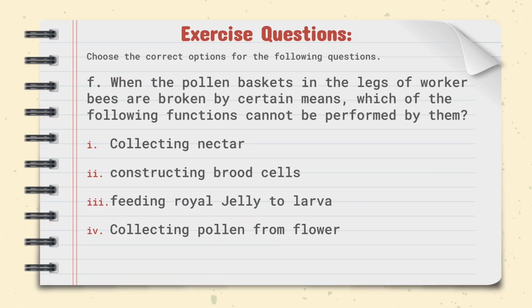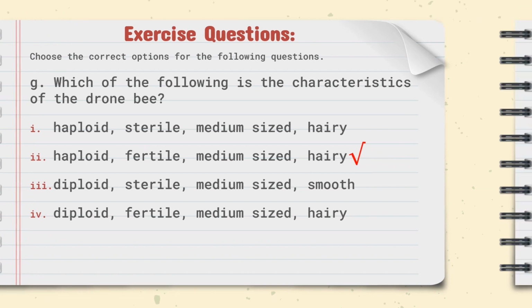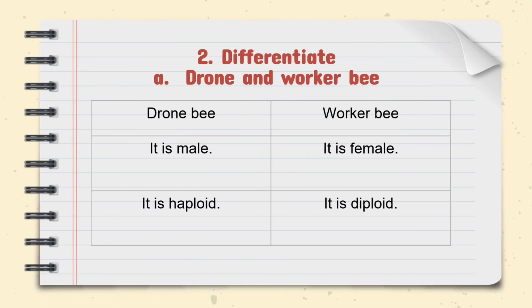6. When the pollen baskets in the legs of worker bees are broken by certain means, which function cannot be performed by them? 7. Which of the following is a characteristic of the drone bee? Haploid, fertile, medium-sized, hairy. 8. Where does the queen bee store the sperm received from the drone bee after the nuptial flight? Sperm sac, spermatheca.